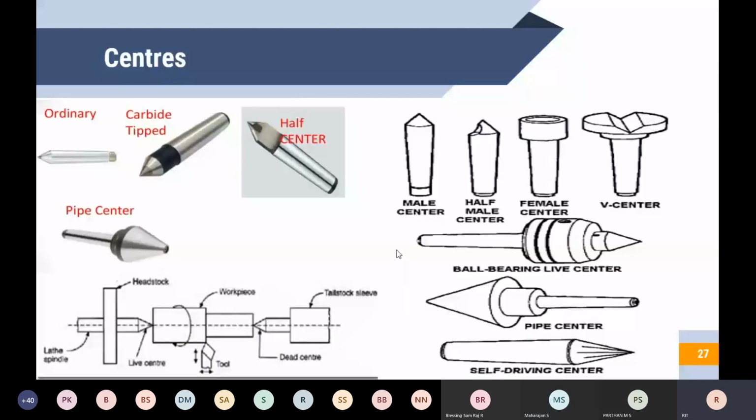Okay. Centers are used to support lengthy work to carry out lathe operations. When the work is held in the chuck, the center is assembled to the tailstock, and it supports the overhanging end of the work. The face is conical, that is most important. So two types of centers are there. This is the live center, and this is the dead center. For the live center, the center has to rotate along with the job. In the dead center, it does not rotate along with the job. So based on the requirements, the neck and the end of the centers will vary.